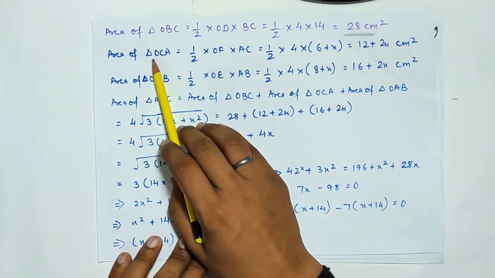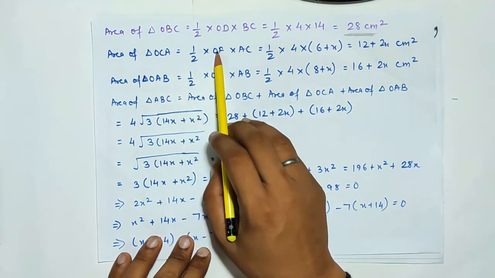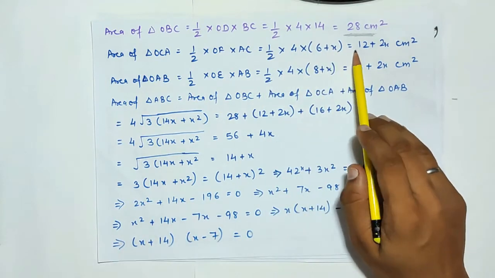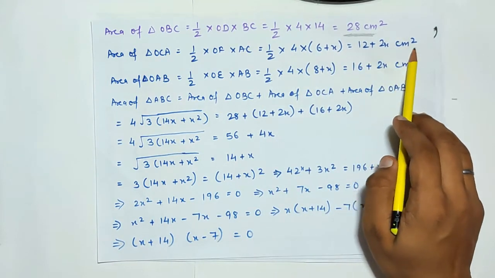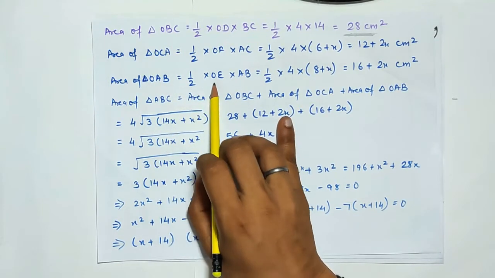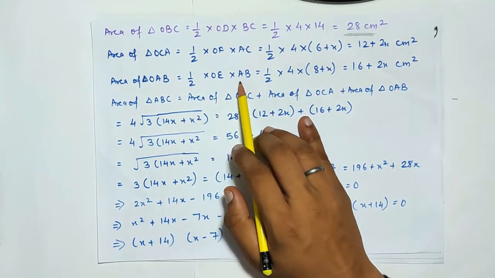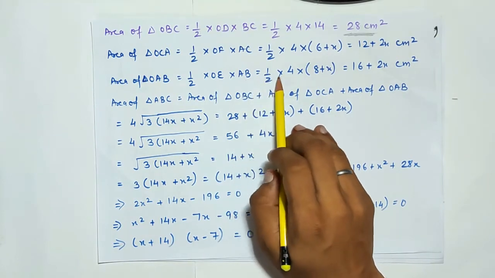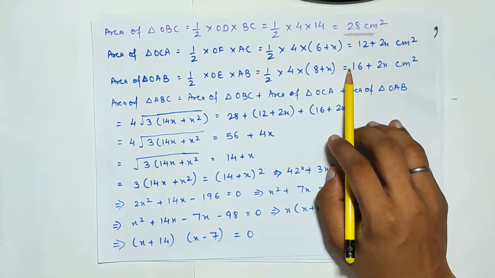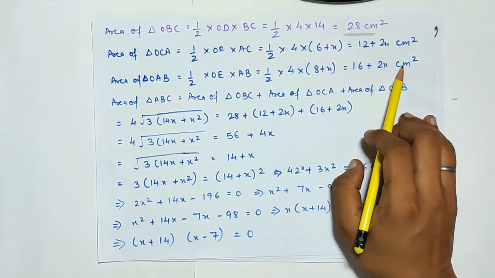Area of triangle OCA is equal to 1/2 into OF into AC, which is equal to 1/2 into 4 into (6 plus x), which is equal to 12 plus 2x centimeter square. Area of triangle OAB is equal to 1/2 into OE into AB, which is equal to 1/2 into 4 into (8 plus x), which is equal to 16 plus 2x centimeter square.